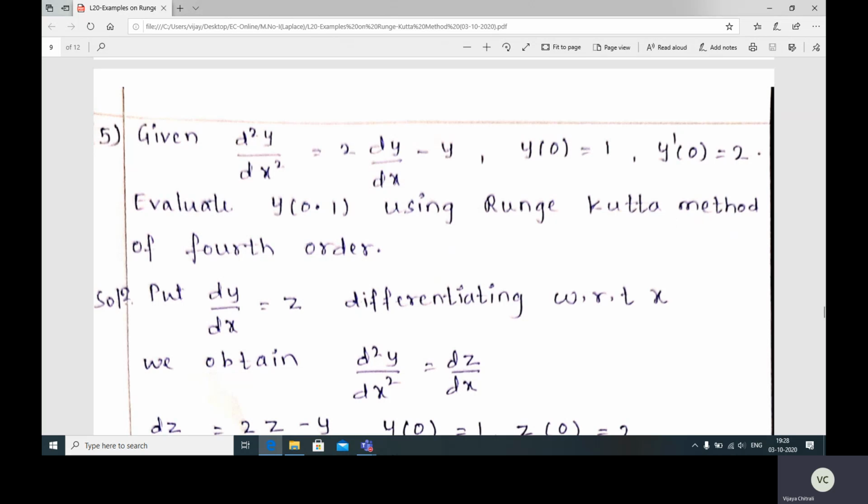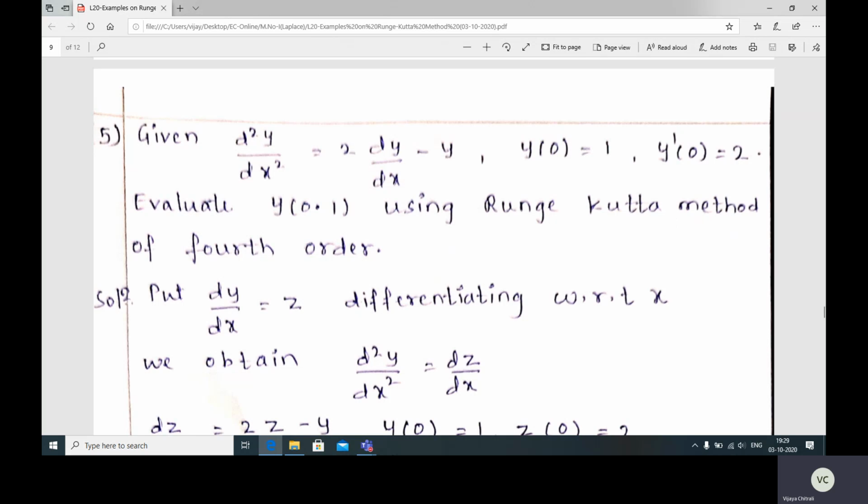So what is given? A second order ordinary differential equation with initial conditions. y of 0 is equal to 1, compare with y of x naught is equal to y naught, so x naught is 0, y naught is 1. Similarly, y dash of 0 is equal to 2, so compare this with y dash of x naught is equal to y naught dash. So y naught dash is what here? 2.